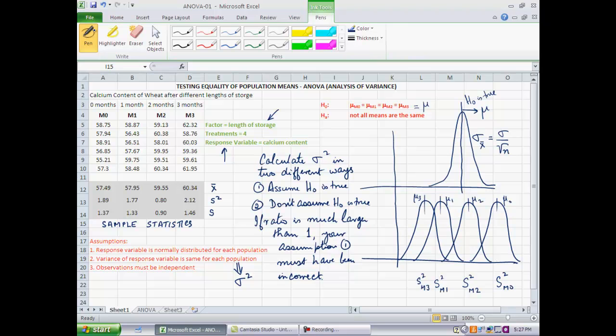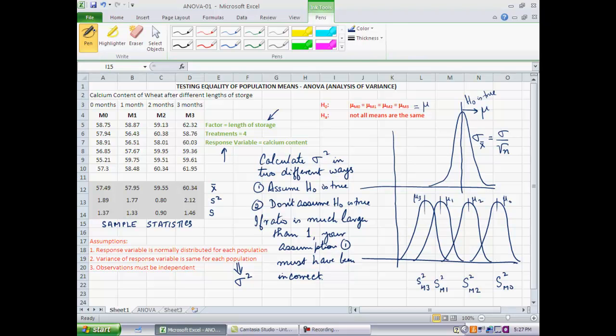Okay, so the number of levels that the factor can take in the experiment is referred to as the number of treatments. Just in terms of definition, for the experiment that has been designed here, I'm interested in the impact of a factor on a response variable. In this case, the factor is length of storage and the response variable is calcium content, and I've set up the factor to have 4 levels or 4 treatments. So I want to see if there is any impact of the factor on the response variable.